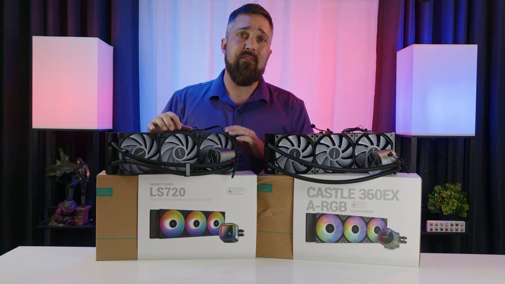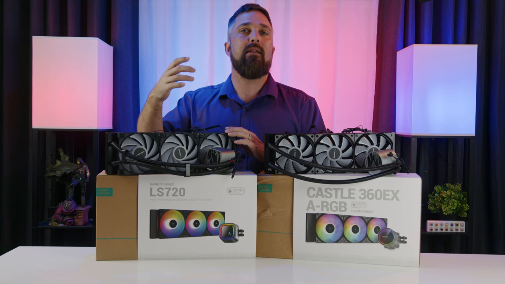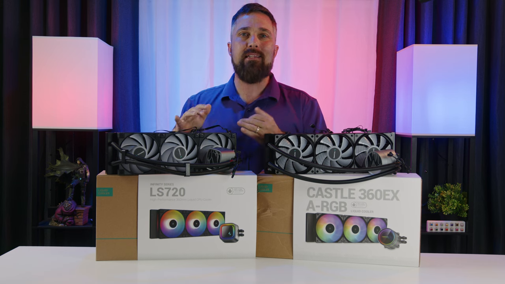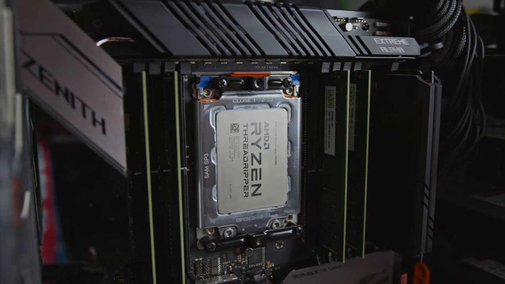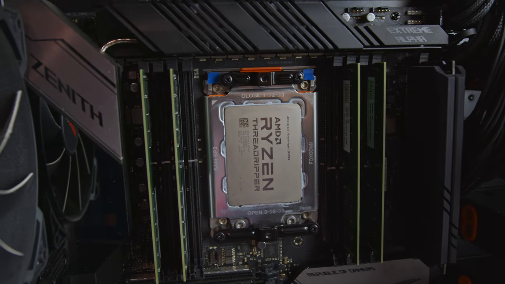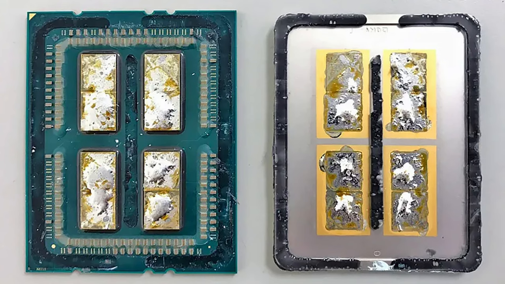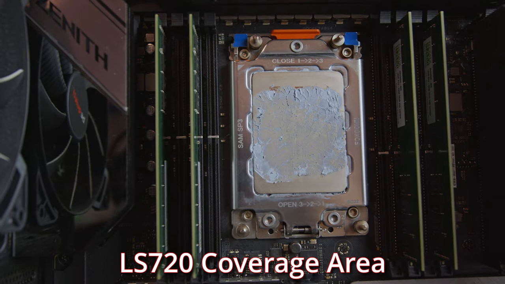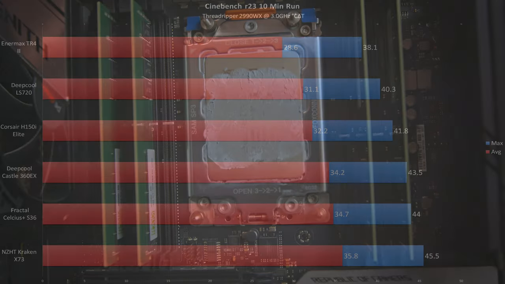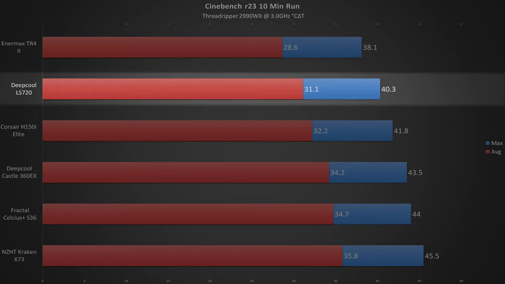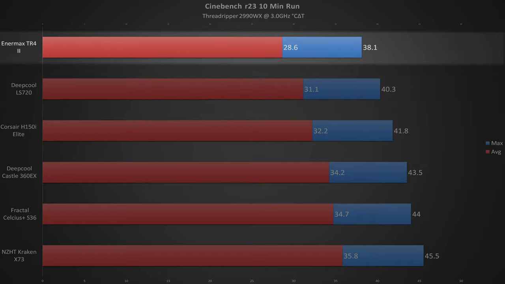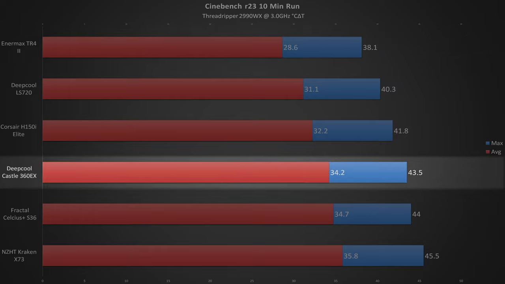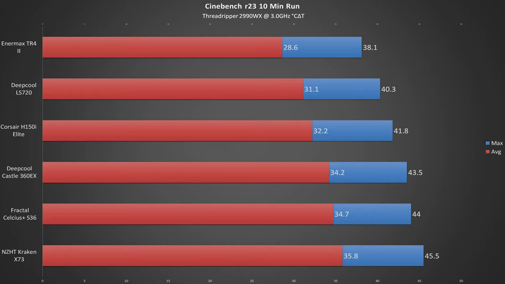Well, the newer LS720 was really designed for newer, higher end CPUs, your 12 and 16 core Ryzen 9s and the 16 core i9-12900K. To demonstrate this, I'm using a 32 core Threadripper 2990WX that has four 8 core dies spread around the CPU, so we're gonna need to use the entire cold plate surface to cool this CPU. And looking at the results, the LS720 is right up at the top of the chart, only being beat by the Enermax Liqtech TR4 II, which is specifically designed for the Threadripper with a full coverage cold plate. It pulls ahead of the Castle 360 EX by almost 7.5%, while outperforming the other AIOs on the chart, some of which cost over twice as much.